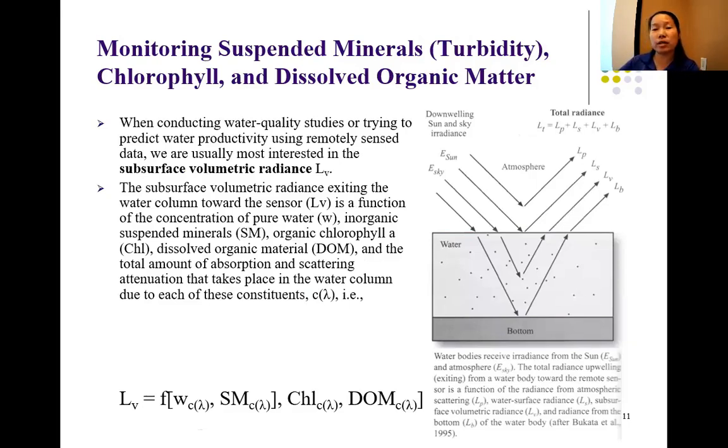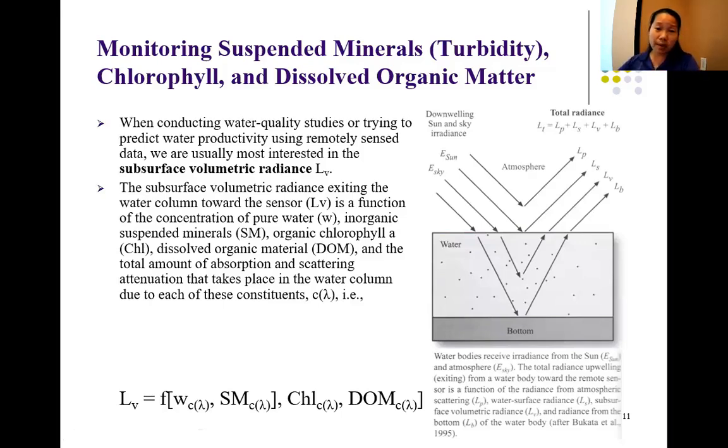So when conducting water quality studies or trying to predict water productivity using remote sensing data, we are usually most interested in the subsurface volume radiance, which is the LV part. Since we're studying the water area, we want to look at what is reflected from the content within the water, not the surface, not the bottom, but the content within the water, like those suspended sediments.